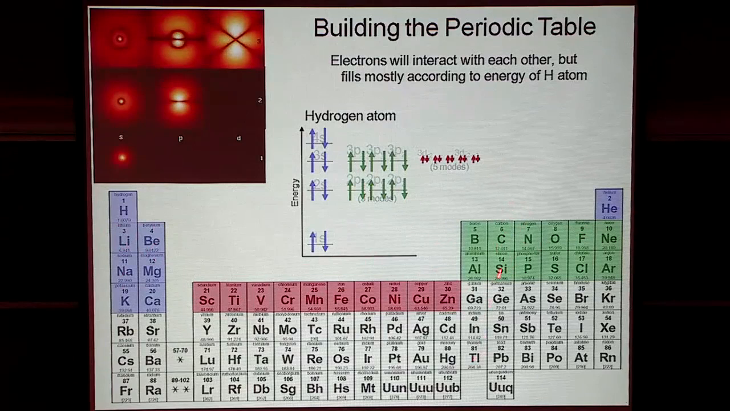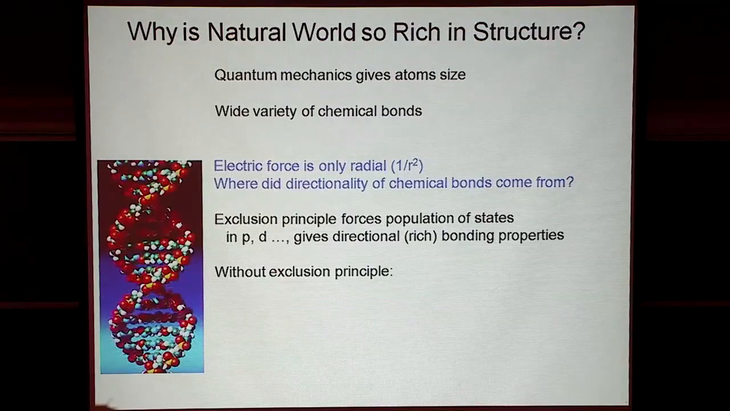And of course, the chemists have looked at this in way more detail and explained this much better using more advanced concepts. But I think you can get the basic idea. I just want to conclude this section with the simple idea, why is the natural world so rich and structured? First of all, quantum mechanics gives atom size. If we didn't have size, we'd not be here to talk about it. But more interesting is the way that it happens, you have a wide variety of chemical bonds. Okay? Now, this might be a little bit surprising to you if you think about this.